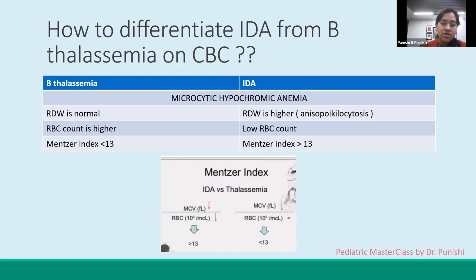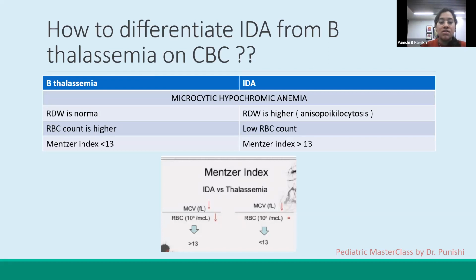So both of them will have microcytic hypochromic anemia, but the RDW in beta thal is going to be normal, whereas the red cell distribution width is going to be higher in iron deficiency because they have anisopoikilocytosis. That means they have a wider distribution of RBCs of different shapes and sizes. So that's why the distribution width increases and you have higher RDW in iron deficiency anemia. The RBC count, although reduced in both, will be reduced more in iron deficiency anemia as compared to beta thalassemia.